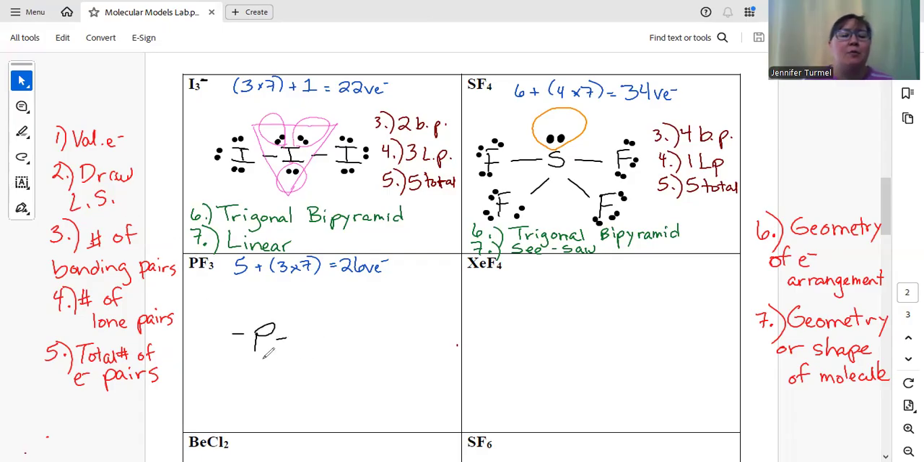Phosphorus. And we'll put our fluorines around our phosphorus like so. And currently I have 6 electrons accounted for, and then I have 8, 10, 12, 14, 16, 18, 20, 22, and 24. And I'm going to put the last 2 right there, so phosphorus's octet is full.